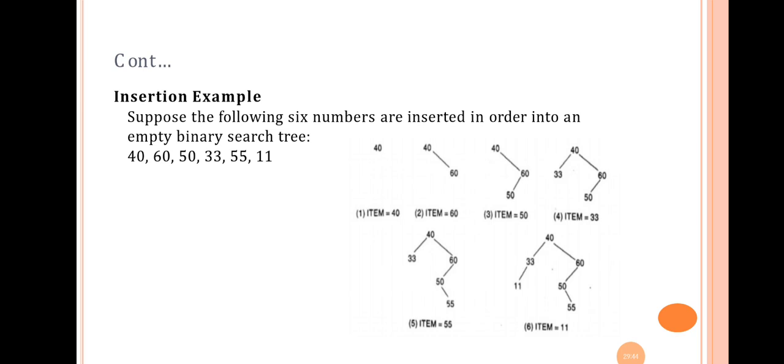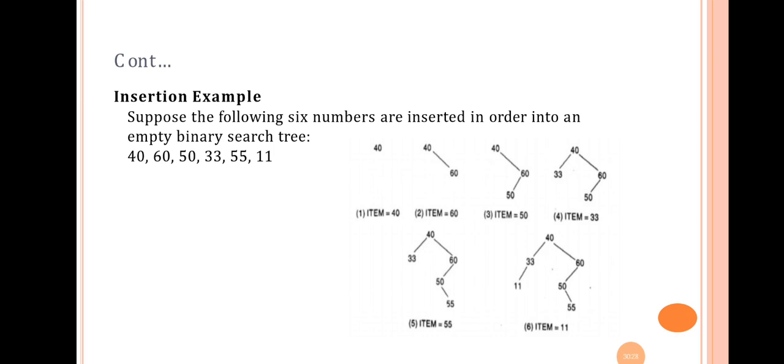So here is an example for insertion. Suppose the following 6 numbers are inserted in order into an empty binary search tree. The first element is 40. It is fixed as the root node, and then the next element is 60. It will be compared with the root node. 60 is greater than 40, so it is placed on the right side of the root node. And then the next element is 50. It is compared with the root node 40. It is greater than 40, so it goes to the right side, and then is compared to 60. It is less than 60, so it is on the left side of 60.